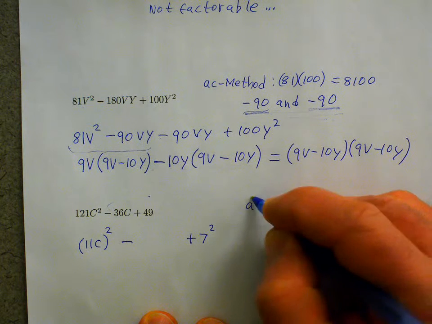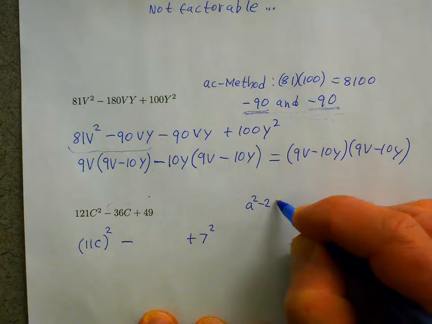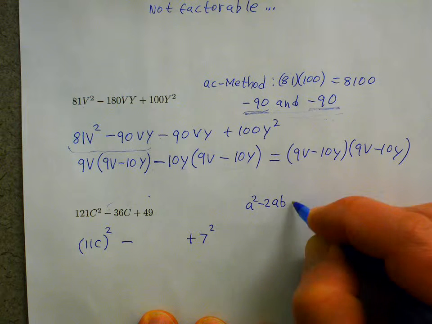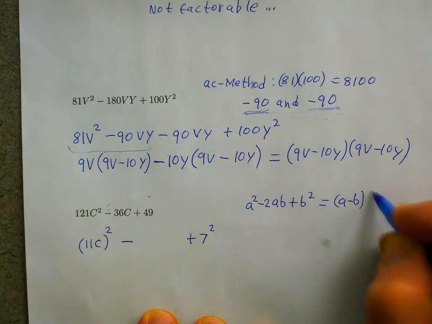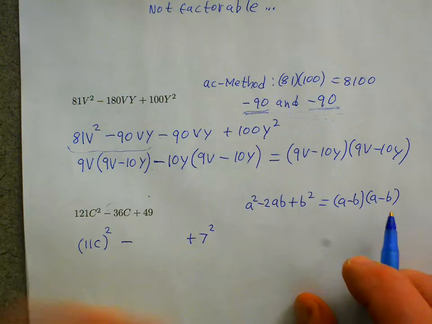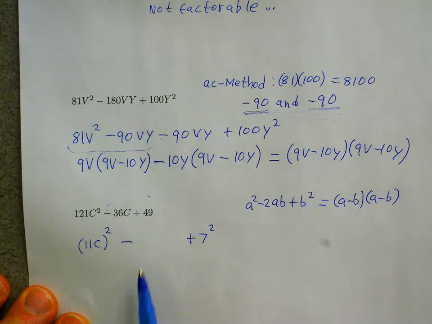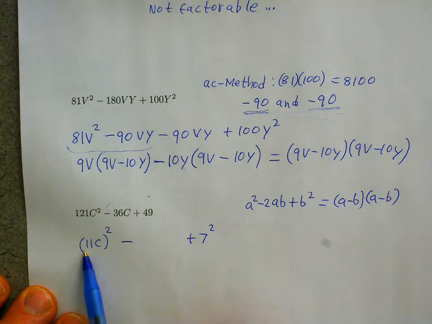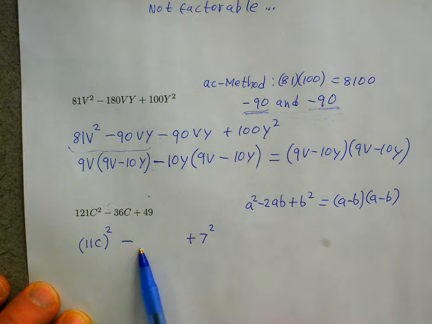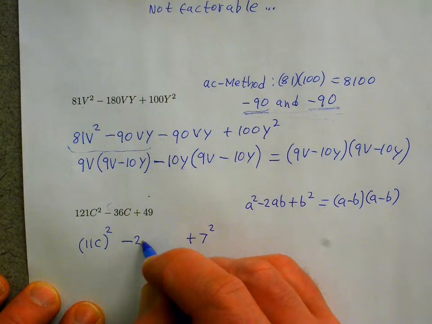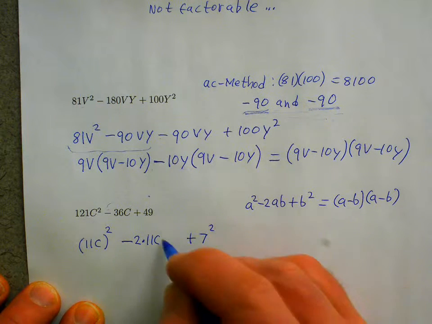So we're checking to see if this is a perfect square trinomial of this form, a to the second minus 2ab plus b to the second. The factors will be a minus b times a minus b. Okay, so if we construct a perfect square trinomial from this, what should I write down for the middle term? 2 times 11c times 7.